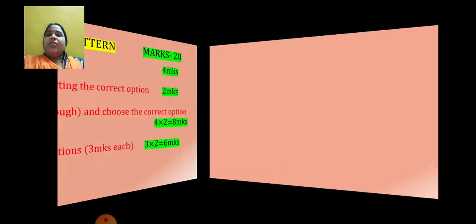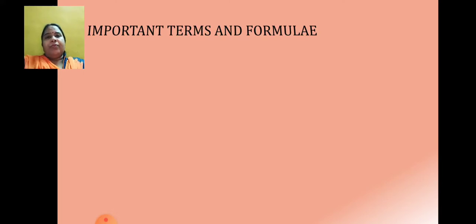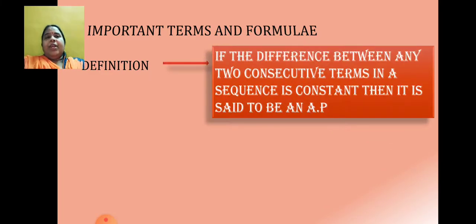Now let us start our revision of the third chapter, that is arithmetic progression, with some important terms and formulae. We have started this chapter with the definition of AP. I hope you remember that definition, that if the difference between any 2 consecutive terms in a sequence is constant, then it is said to be an AP. Now this type of question can be asked where I can give you a sequence and ask you to find out whether it is an AP or not. So what you have to do is take the difference between any 2 consecutive terms, and if that difference is constant, you can conclude that it is an AP.